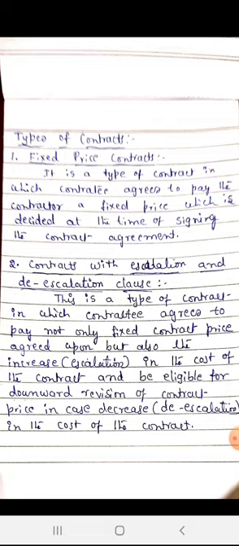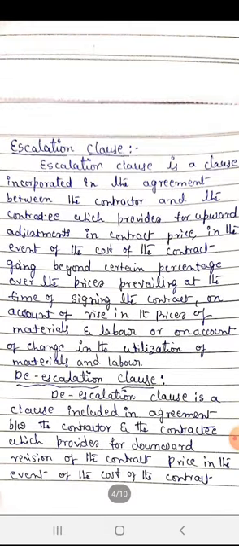Okay, escalation clause. An escalation clause is a clause incorporated in the agreement between the contractor and the contractee which provides the upward adjustment in the contract price. For example, the contractor and contractee agreed for a particular contract for 1 lakh rupees. Under the escalation clause they are going to increase it in the future, for example to 1,10,000, because of changes in the cost of materials, cost of labor, or as per the present market situation. They are going to increase the contract price. That is the escalation clause.